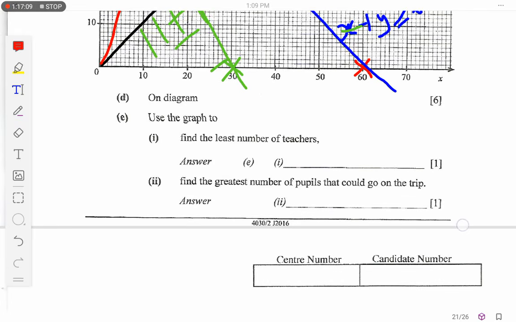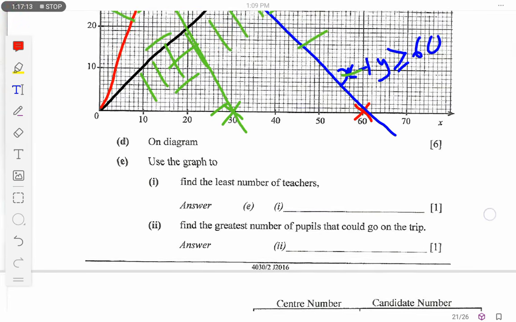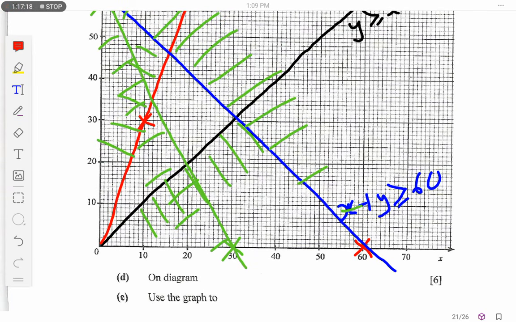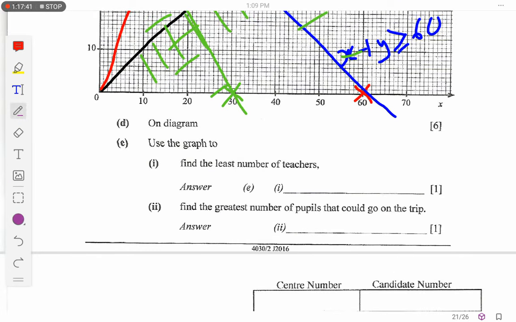Okay, let's answer the next part of the question. They are asking us, use the graph, find the least number of teachers. Remember, we said our teachers are x values. So the least number that we can take is going to be the number that is here. So going down, it's like 14 there. So the least possible number of teachers is 14.